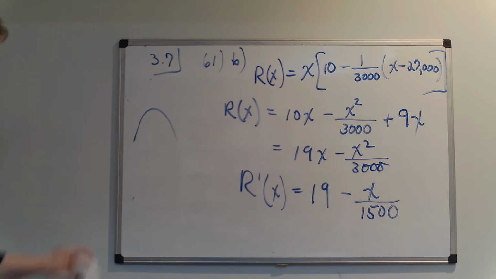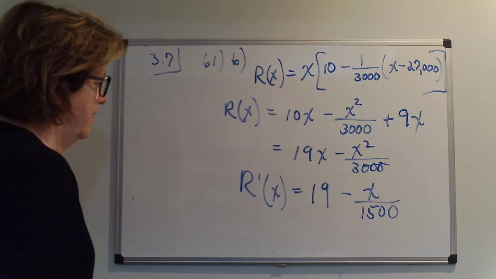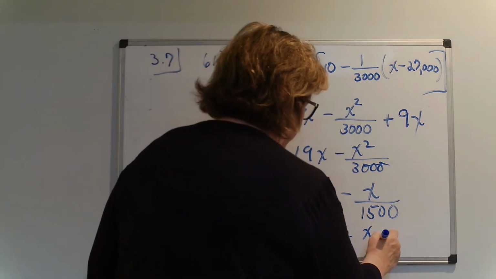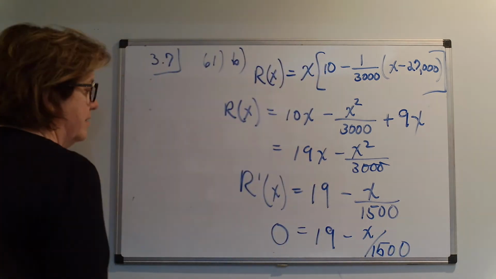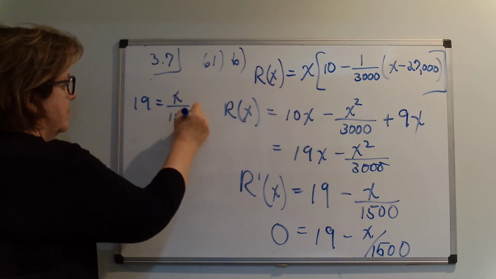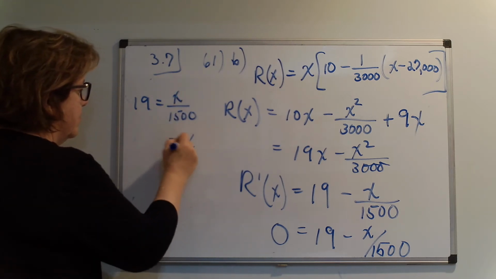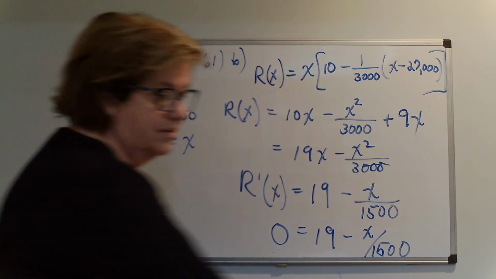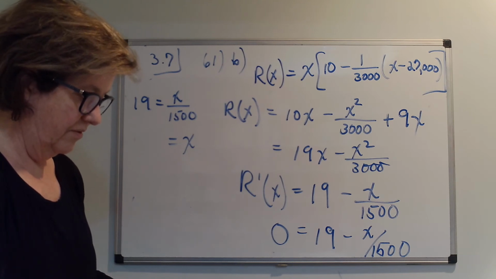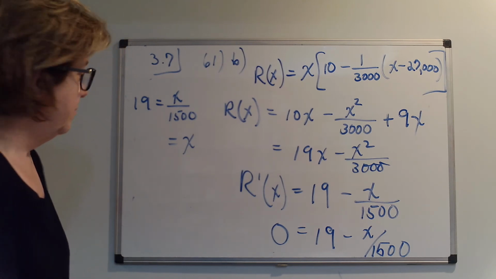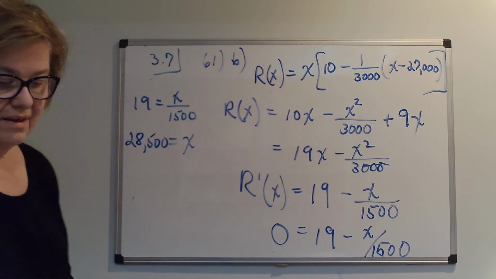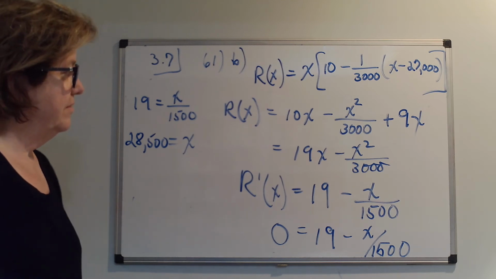Okay, so now I have to set that to 0. So when I set that to 0, I'm going to get 19 equals x over 1,500. So x equals 19 times 1,500. I don't know what that is. 19 times 1,500 is going to be 28,500, excuse me. 28,500. Okay.